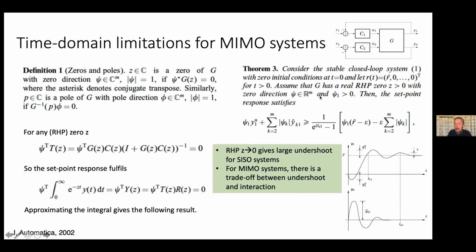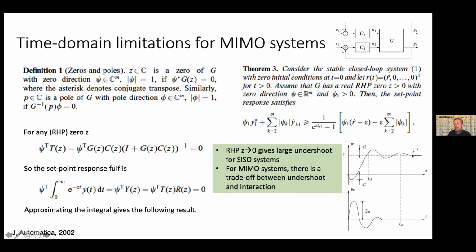If we now have this G with a right half plane zero, Z, and direction psi, we have a relation. Looking at the left of this inequality, you have a psi, and then you have the undershoot of the response, and the interaction to the other output of the system. So we say something like: the undershoot in one channel, Y1, and the interaction with the other output, Y2, the size of these two quantities needs to be larger than something on the right-hand side.